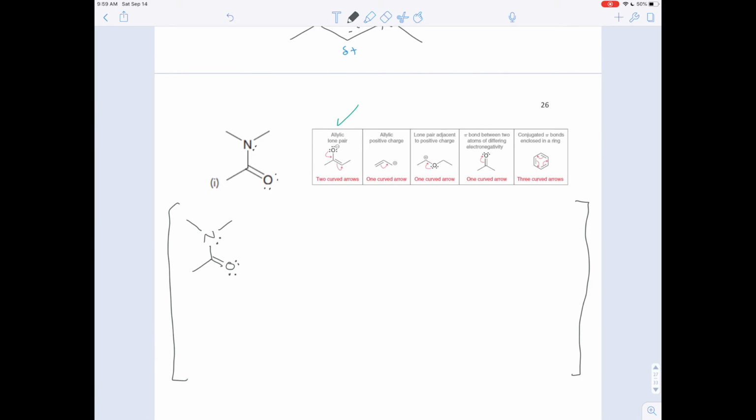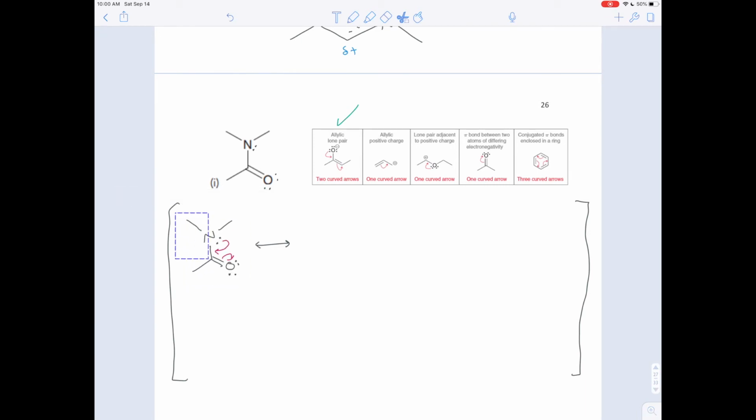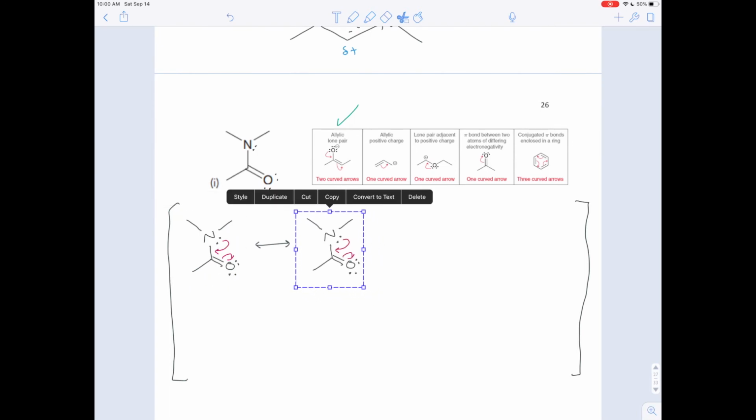Okay, so that's our structure. Whenever you have an allylic lone pair, the allylic lone pair goes to form a pi bond toward the existing double bond, and the pi electrons in that pi bond go onto the atom in the double bond that's further away from the allylic lone pair. So we draw that special resonance arrow that tells you to take the average of the structures.